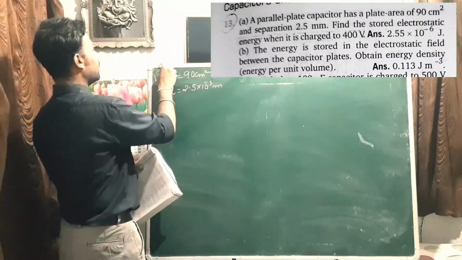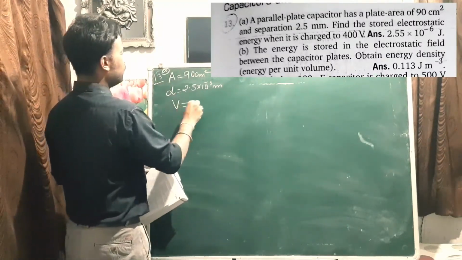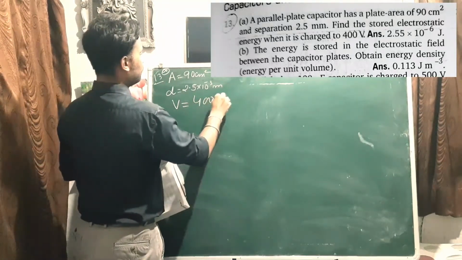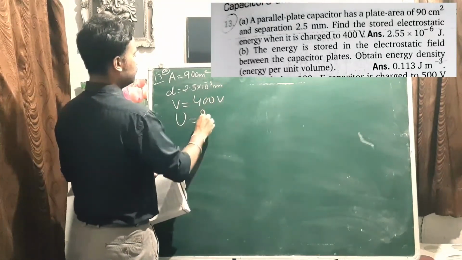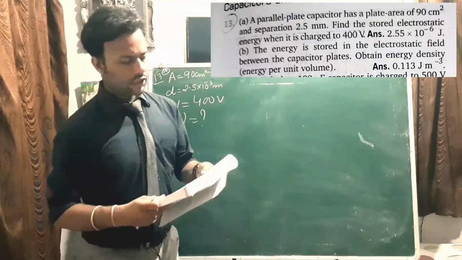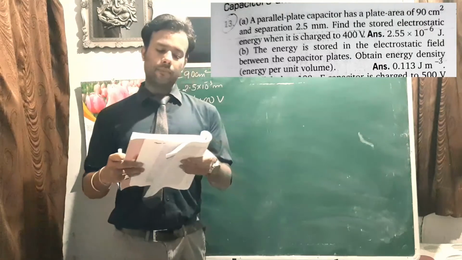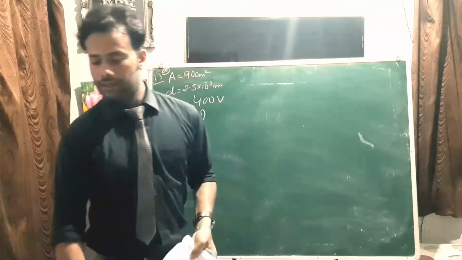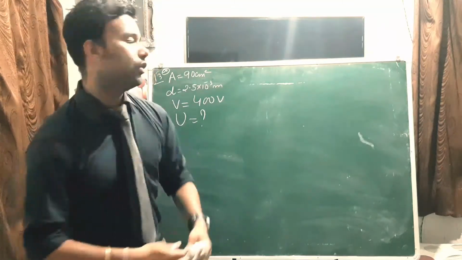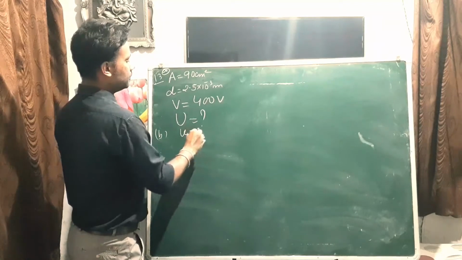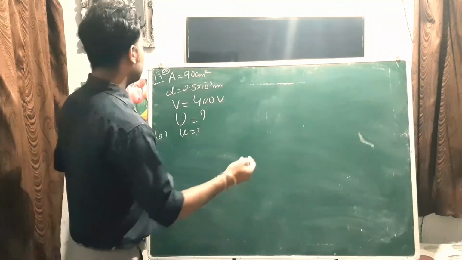So this is the A part of this question. So if V is 400 volt, we have to find U, right? And what is the B part? The energy stored in the electrostatic field between the capacitor, obtain energy density. That means you have to find the value of small u also. So in the B part we have to calculate small u. Let's solve it first.